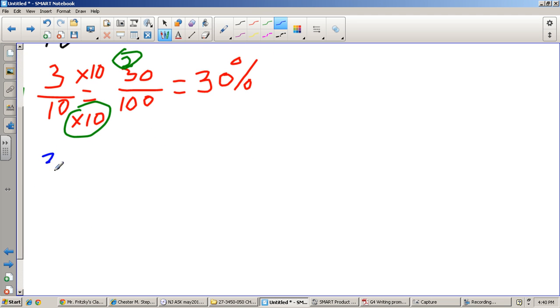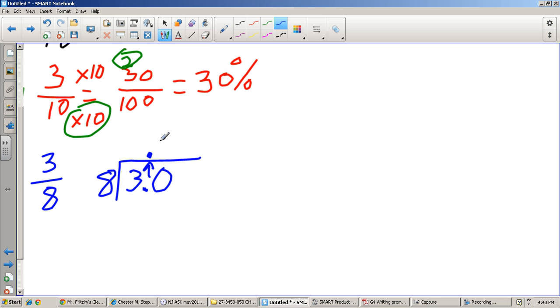If I can't do either in a situation like this one, if I have a number like 3/8, there is no number I can multiply 8 by to get the denominator equal to 100. Can't do it. So instead, I'm going to turn this into a division problem, which it technically already is. 3 divided by 8. Now I know that 8 cannot go into 3, but I put my decimal point here and I add a 0. Bring my decimal point straight up.